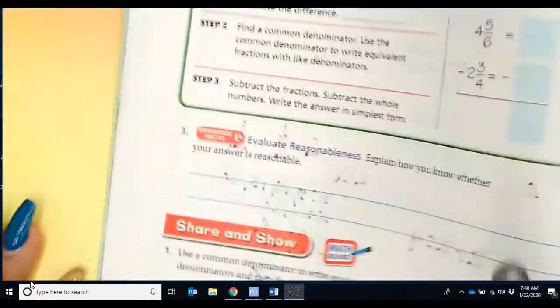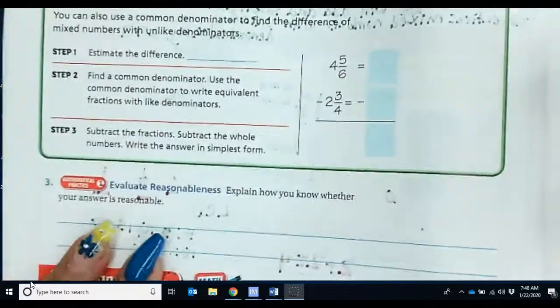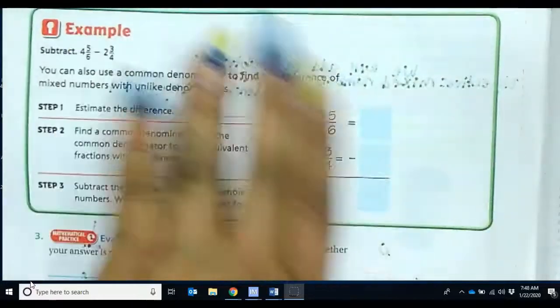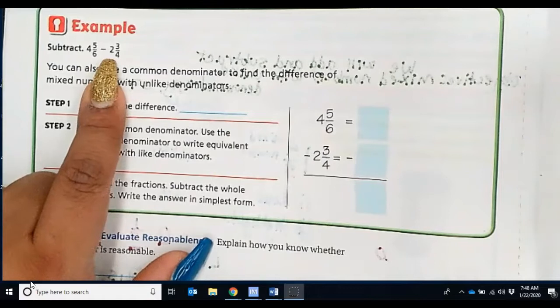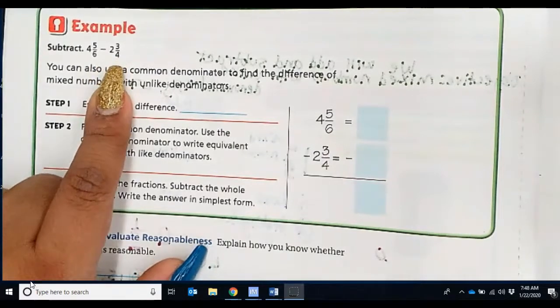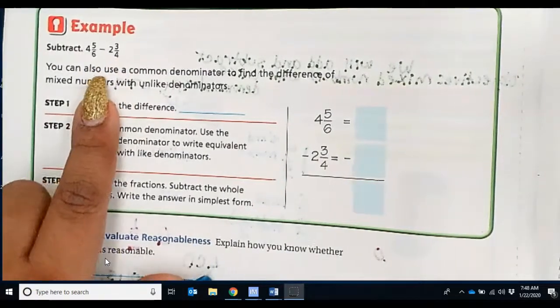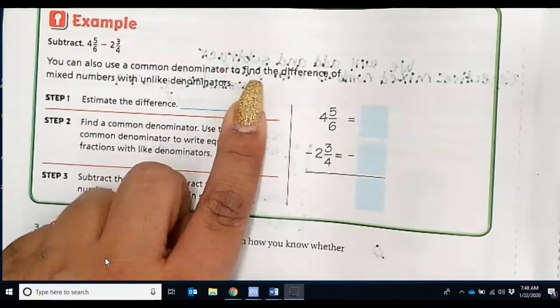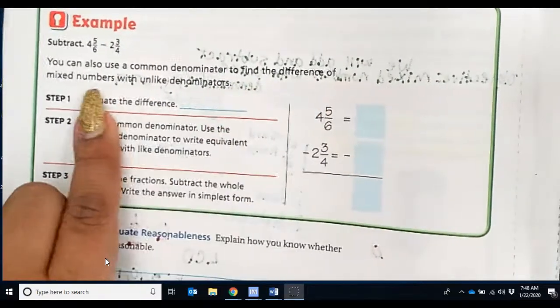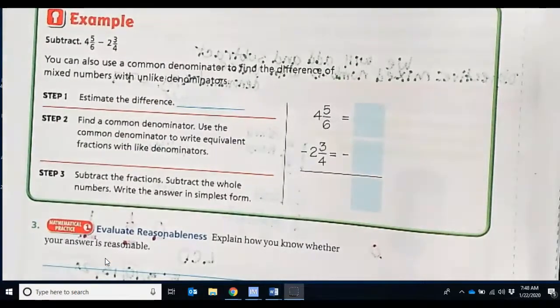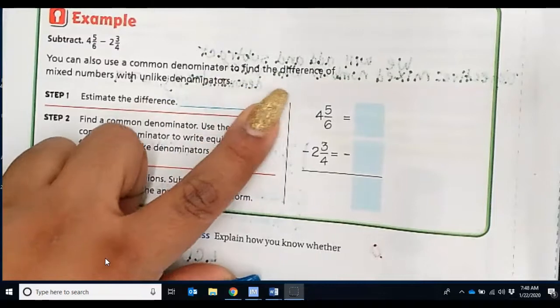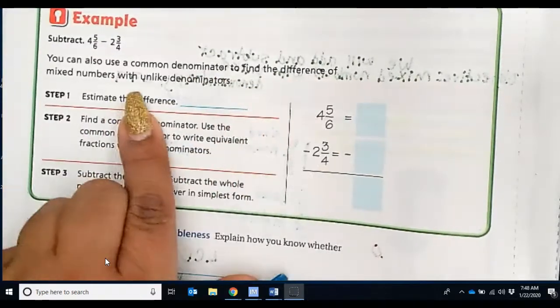And then I'm gonna go over page 208, another example. Here we have subtraction. So I know the marker kind of went over. But we have subtract 4 and 5/6 minus 2 and 3/4. So the example says you can also use a common denominator to find the difference of mixed numbers with unlike denominators. Okay? So you can also use a common denominator to find the difference of mixed numbers with unlike denominators.